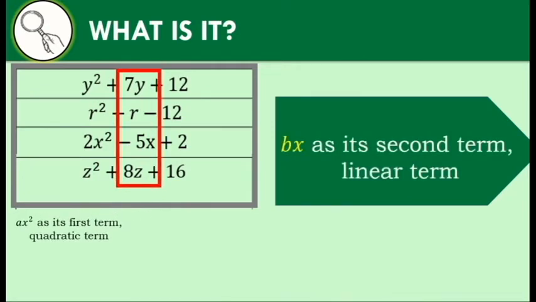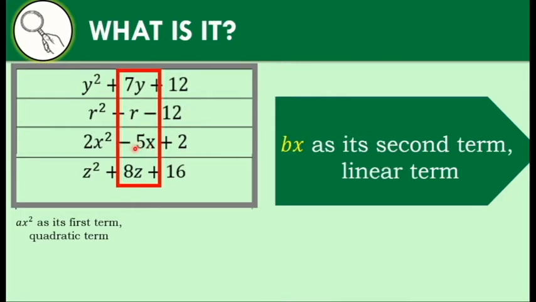So this time, let's focus on the second set. That means we are going to look at the second term of each of our examples. It follows this format: bx, where b is the coefficient of x. That's your second term and it is a linear term, since the degree of this will be 1. So here our bx is 7y, the value of b is 7 with a variable y. In the second example, it's minus r. So our b is, take note, negative 1 since it has a negative. Again, the value of b is negative 1 with a variable r.